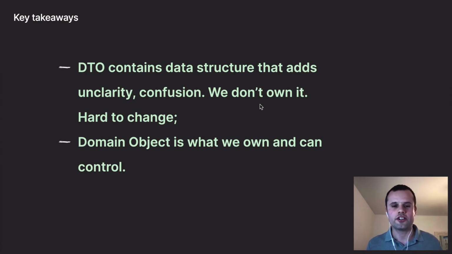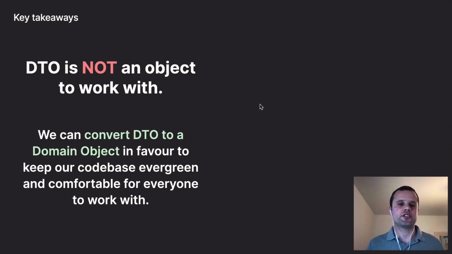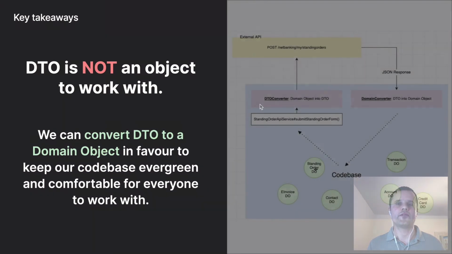We develop a converter that actually creates these domain objects and lets them into our code base, protecting it. The converter protects our code base from the DTO as a shield, ensuring that it's easy to operate on a domain object, easy to change, adjust, and so forth. DTO is not an object to work with. We can convert it to a domain object in favor of keeping our code base evergreen and comfortable for everyone to work with.